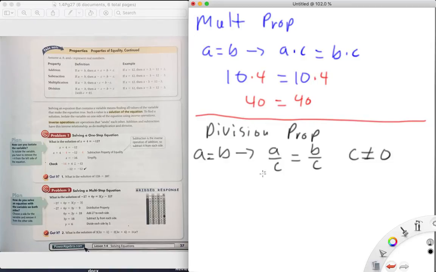So if we have, again, our 10 is equal to 10. And let's further suppose I divide it by 2 over here. That gives me 5. What I do on one side I have to do to the other. So I also have to divide that 10 divided by 2. That also gives me 5. What I do on one side I do to the other. And since 2 doesn't equal 0, it works.